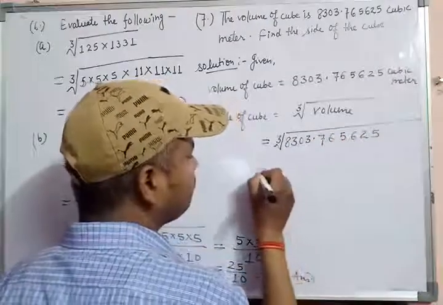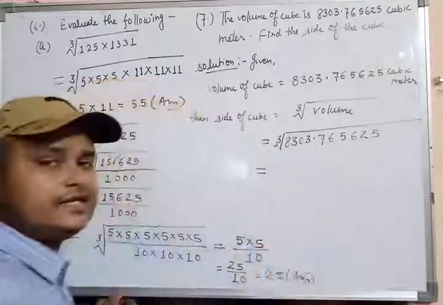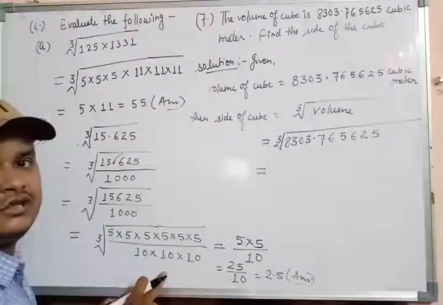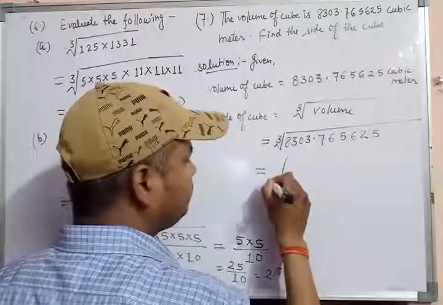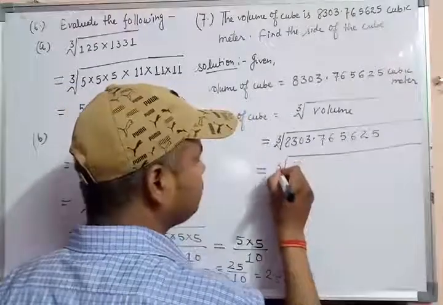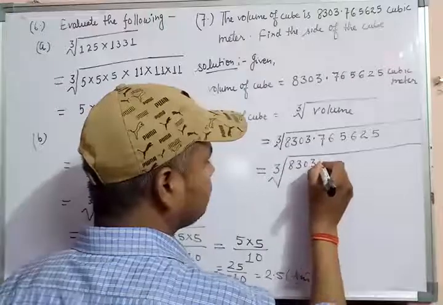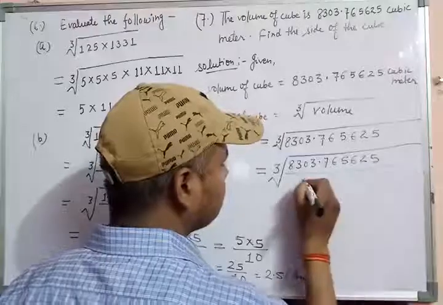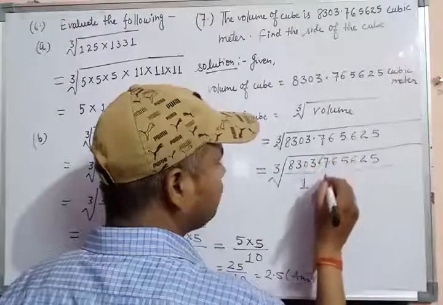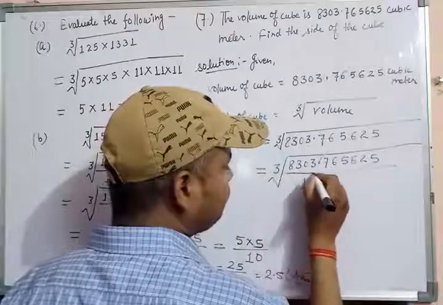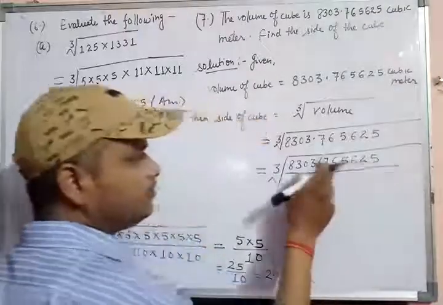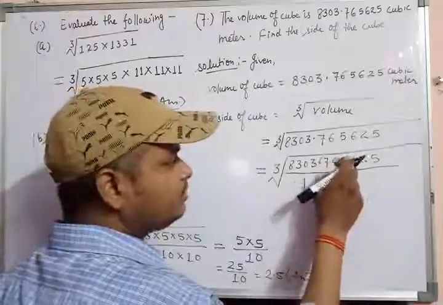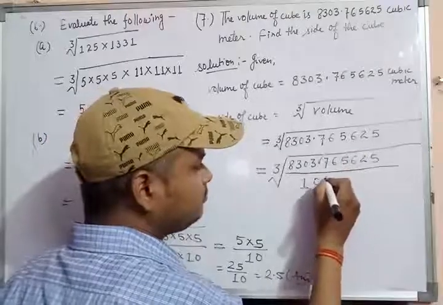Okay, so this is a very large number. First of all you have to remove the decimal. How can we remove the decimal? Upon 1. Here we have to remove the decimal, and student, look at the digits after the decimal. Here there are 6 digits: 1, 2, 3, 4, 5, 6. So you have to write 6 zeros.